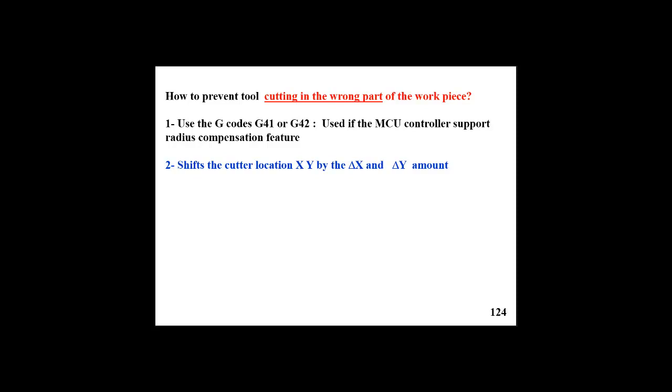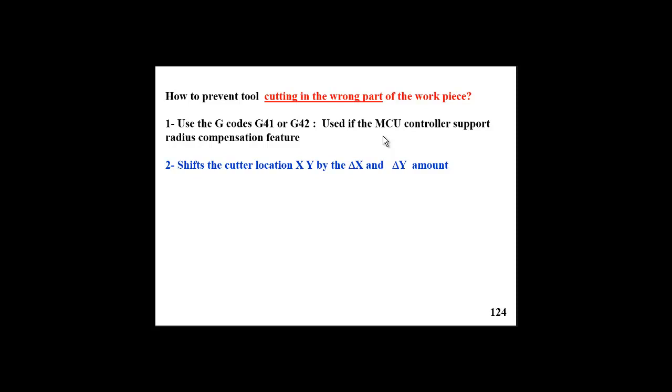Okay, this is one session on CAM, computer aided manufacturing. We will start this session with this question: how to prevent the tool from cutting in the wrong part of the workpiece. We have two choices. The first one is to use the G code, either G41 or G42. This option can be applied whenever the machine control unit can support it.